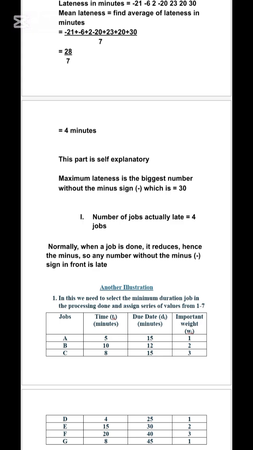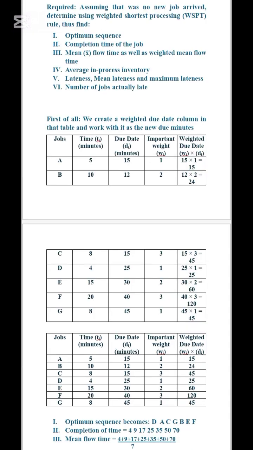That plus minus, if you multiply it, you see that it's minus. So that's why I did not say plus minus here. So if we do all the other time, we'll divide 28 by 7. We'll get 4 minutes. And then look at the last one, number of jobs actually late. Easy. Find any number without the minus, count how many, and put it. Those are the number of jobs late. Anyway, that's under the SPT.